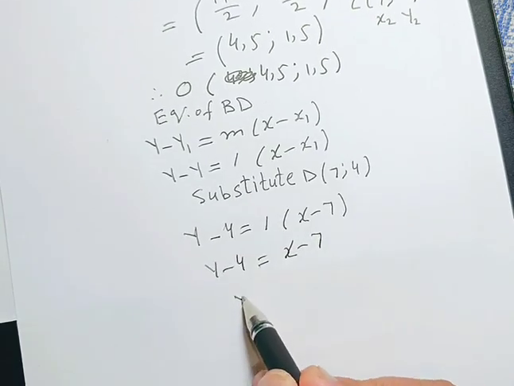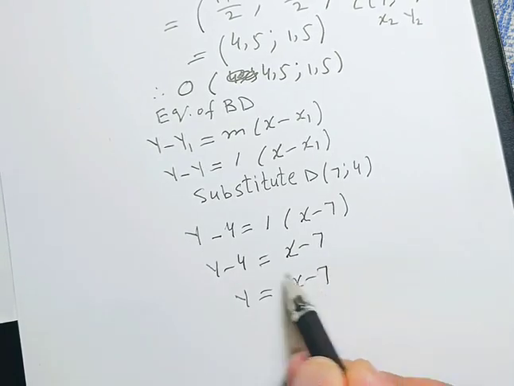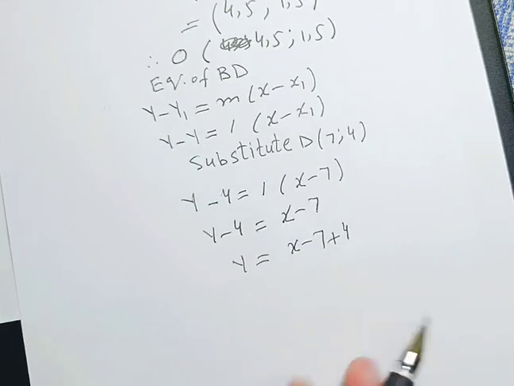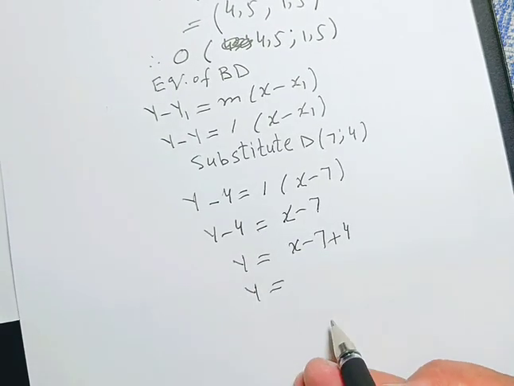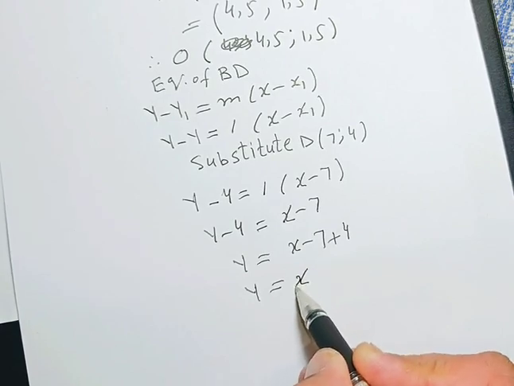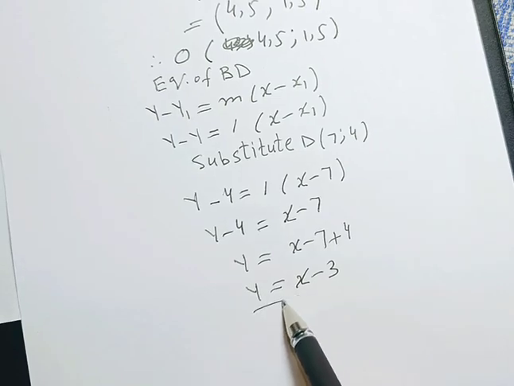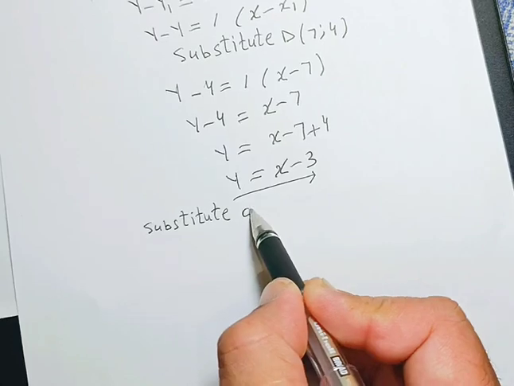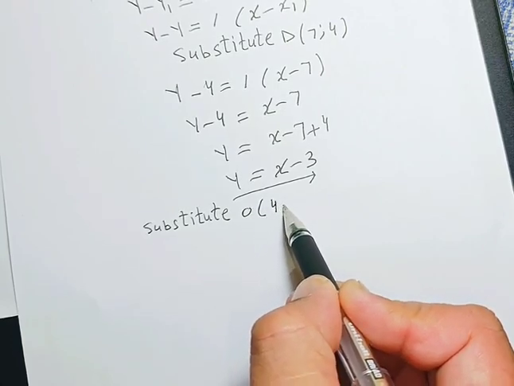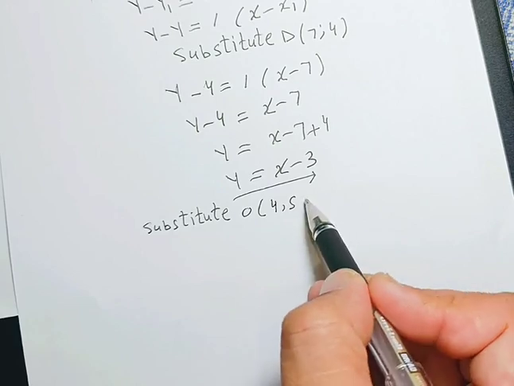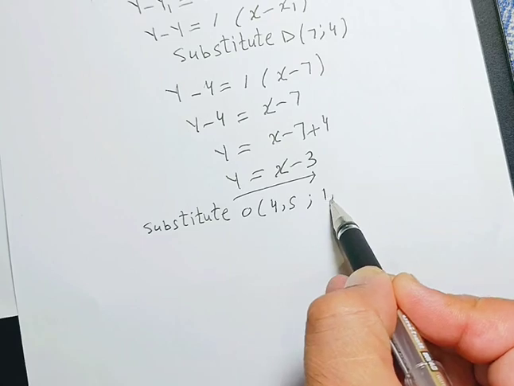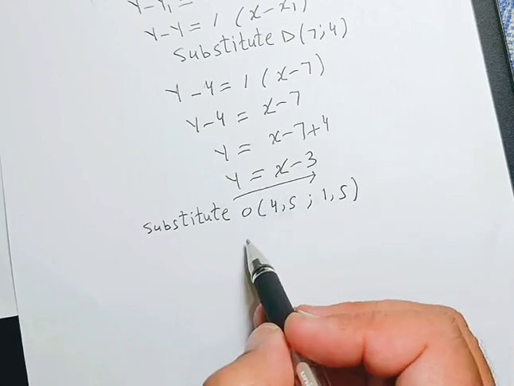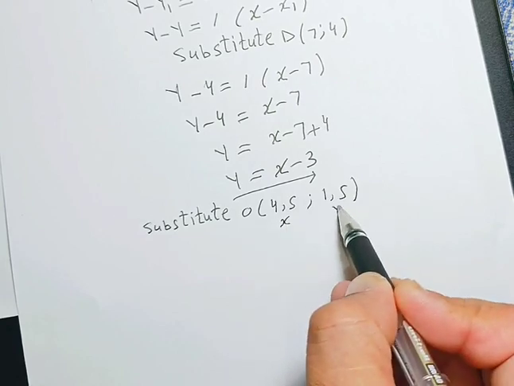Now we need to find the y. x minus 7, negative 4 becomes positive 4, and then y is equal to x minus 3. So this is the equation of BD. Now after this we need to substitute O. Remember we have O earlier, the midpoint of AC, 4 comma 5 and 1 comma 5, into this equation.